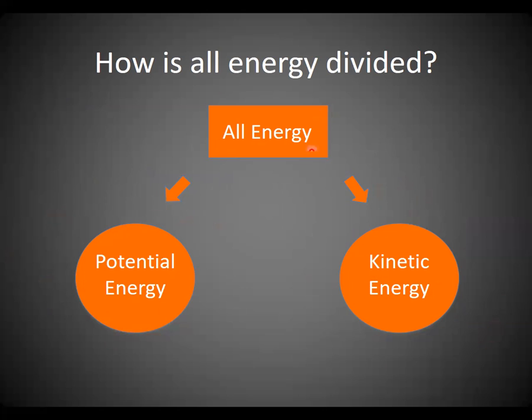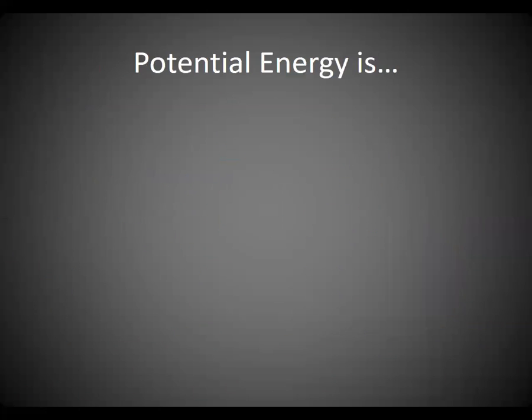Now, on your notes, guys, this is horizontal versus vertical, so just make sure you add those to the lines. But the two types of energy we're going to be talking about are potential energy and kinetic energy. So first, let's talk about potential. What is potential energy? Well, potential energy is the stored energy in an object.